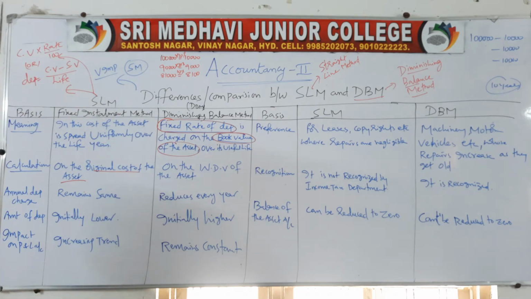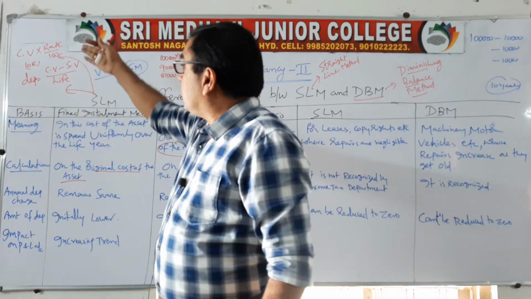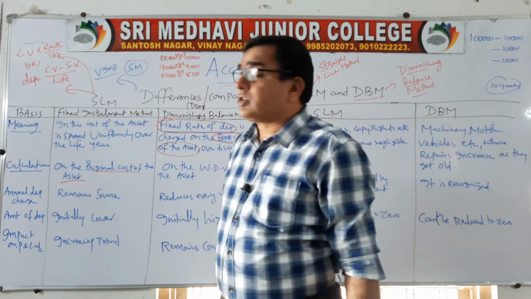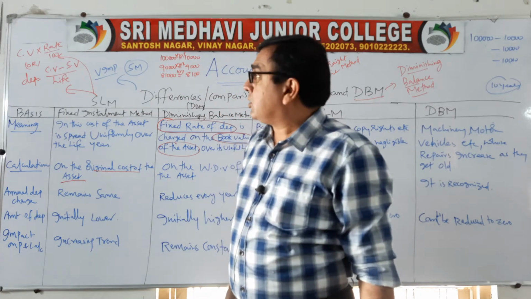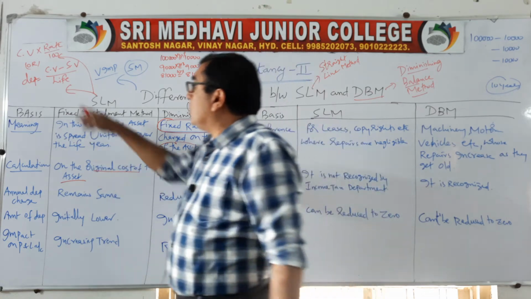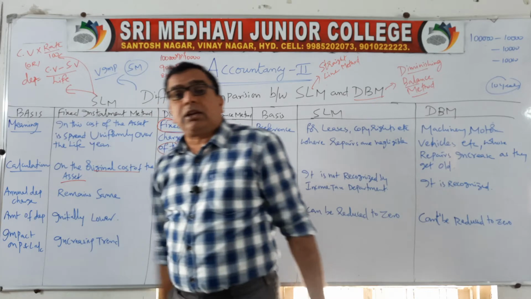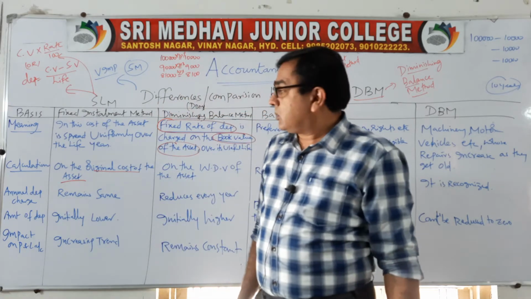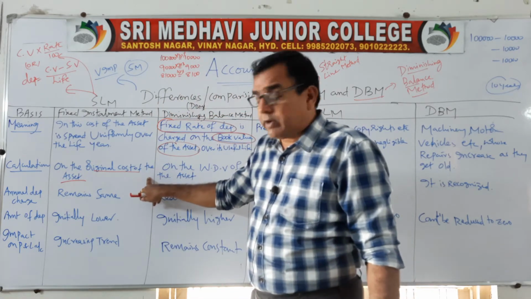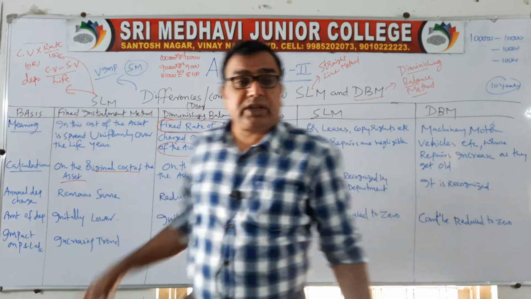In the question, if the examiner provides you the rate and cost value, we calculate the depreciation by using the first formula, cost value into rate by 100. If rate is not given, the examiner will provide you cost value, scrap value and estimated life of the asset. So, we will be calculating depreciation using that formula. So, that is the calculation part given. Here, we calculate on the written down value of the asset.